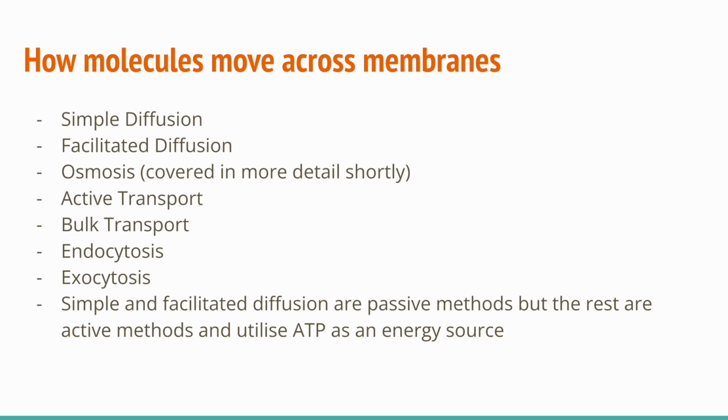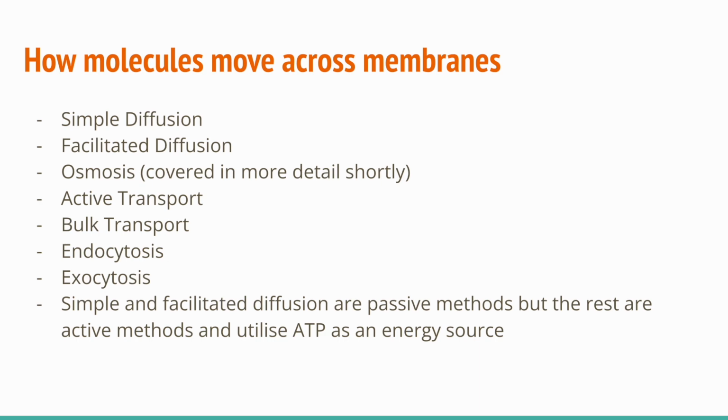Now we have the various ways molecules can move across the cell membrane. So the first and perhaps most well known is simple diffusion. This is the net passive movement of molecules from an area of high concentration of that molecule to an area of low concentration down their concentration gradient across a partially permeable membrane, and this is only applicable to small non-polar molecules or lipid-soluble molecules, as these dissolve in the bilayer essentially.